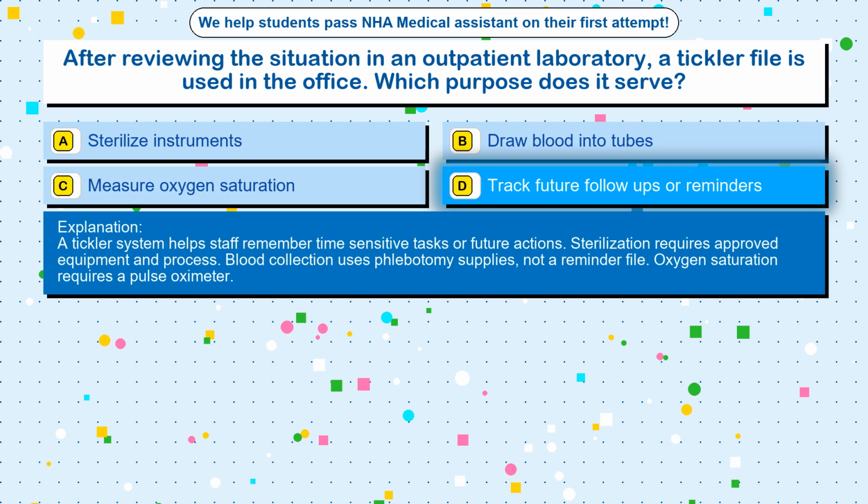A tickler system helps staff remember time-sensitive tasks or future actions. Sterilization requires approved equipment and process. Blood collection uses phlebotomy supplies, not a reminder file. Oxygen saturation requires a pulse oximeter.